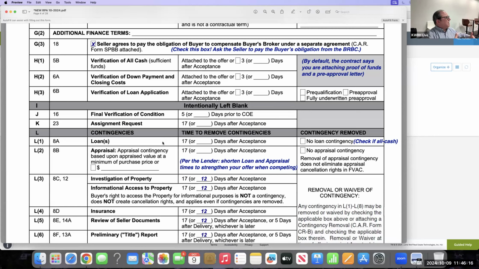So when someone says all cash, no contingencies, they're basically saying, I'm paying cash for the property and I'm taking it as is. That's what that means to me. But I know there are things I need to do as a seller to make sure that is really what we're getting.